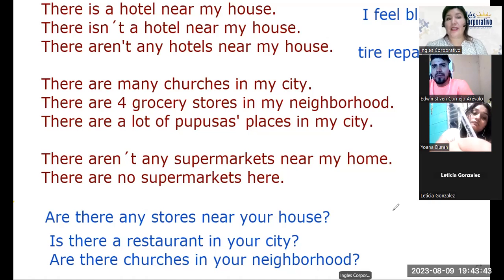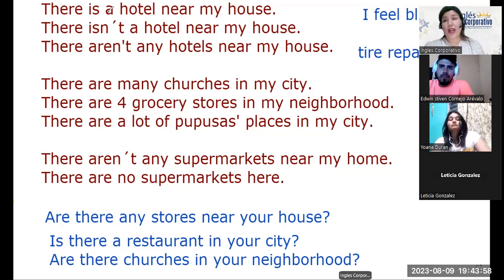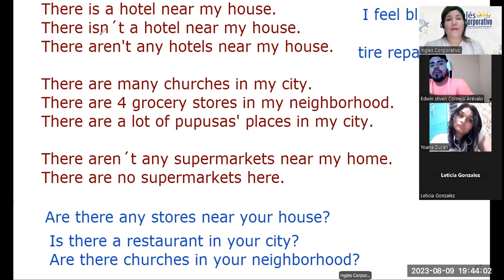And in this case, si son plurales, there are. Si son singulares, there is. En los singulares no le va a poner plural, obviamente. There is a hotels. No. There is a churches. No. Si es plural, there are. Si es singular, there is. Okay. So, that was the introduction for this.